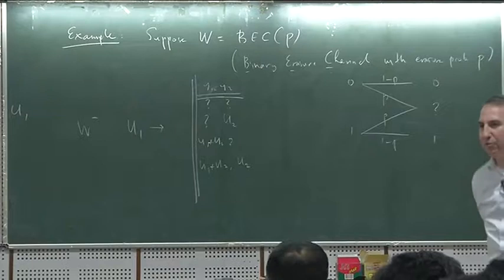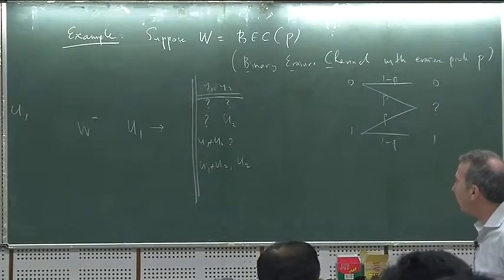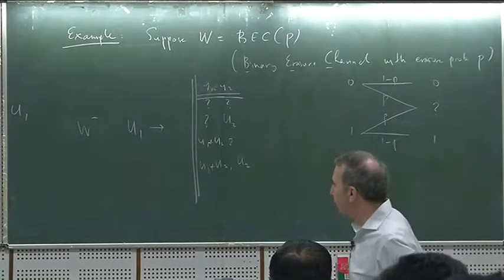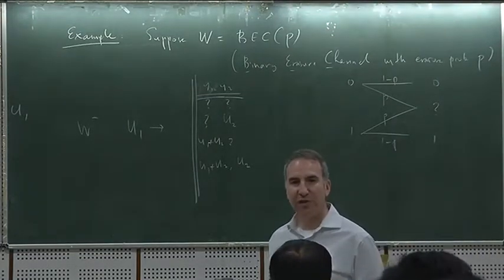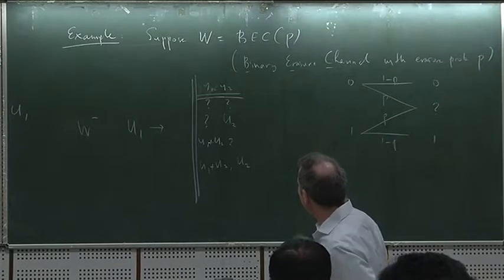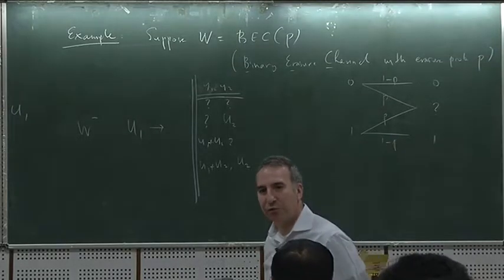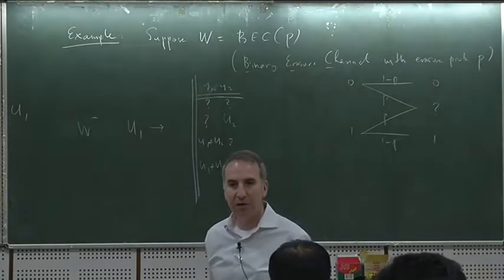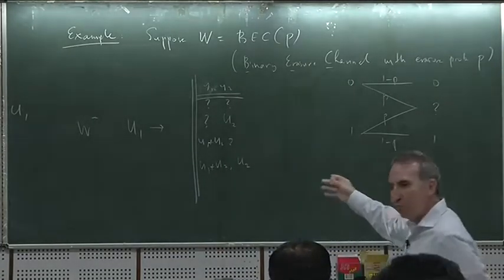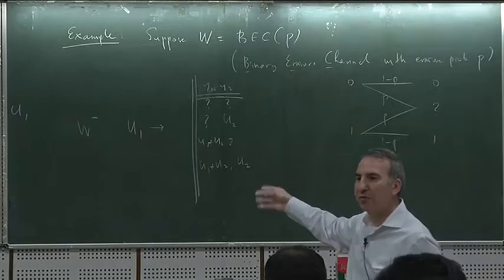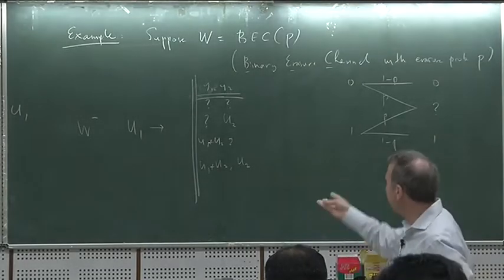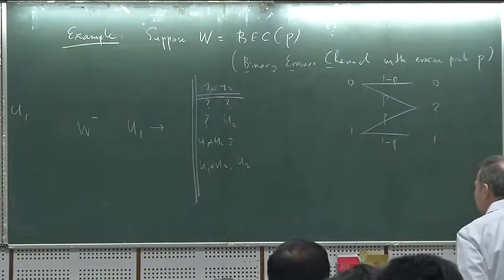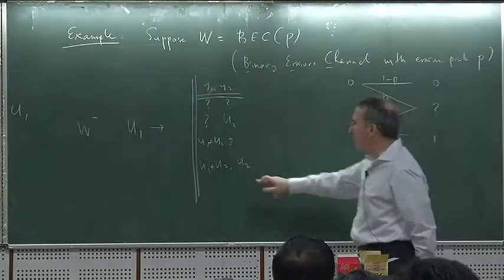So either they're both erased, or Y1 is erased but Y2 survives. If Y2 survives, it's equal to the input of the second channel, U2. Or the second channel is erased, but the output of the first channel has survived, and the input of the first channel is X1, which is U1 plus U2. Or neither channel erases, so you get X1, X2 as the values of the output, where X1 is U1 plus U2 and X2 is U2.